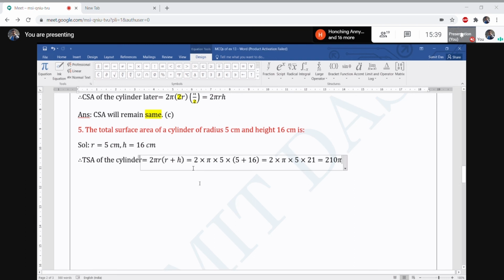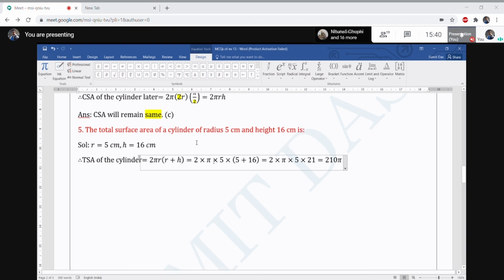Okay, no option is coming. The total surface area of the cylinder, radius 5, height 16. 2 pi r. R is 5, height is 16. Yeah. No option is correct, no? Here also I think it's a mistake. There is no option correct. Option B is written but it's not correct.